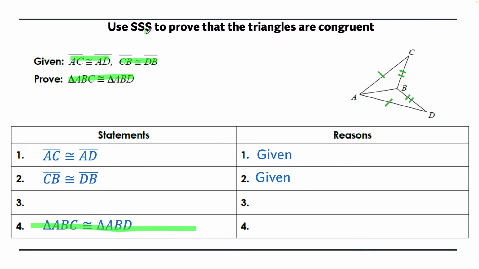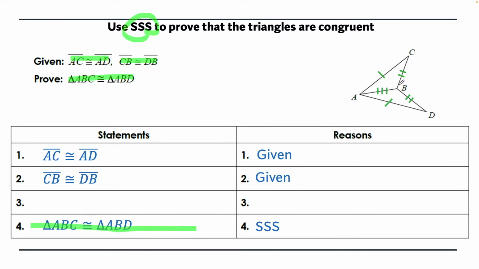You don't always know how you're going to prove it, but in this case, they told us. We're going to use side, side, side to prove that these two triangles are congruent. So we can write that down as our final reason. All right, but now what about statement 3 and reason 3? We're supposed to be using that side, side, side is the shortcut. Right now, if we look over here, we've got 2 sets of congruent sides. We need a third. Well, the third is right here in the middle.